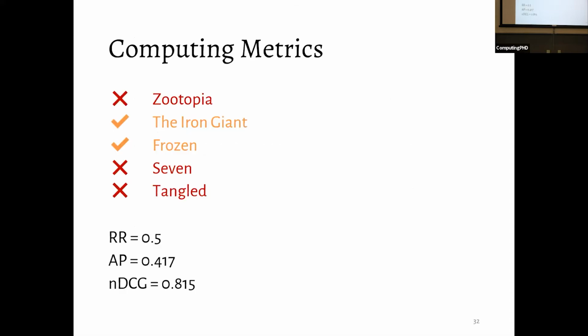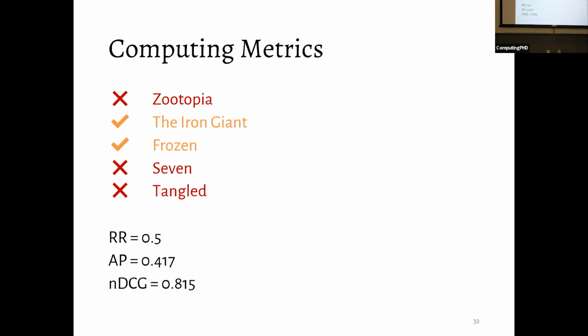But we have these metrics. One of the other things that we've been looking at is that there are a lot of problems in these metrics. So if I've got this recommendation list, 5 movies, I can compute some metrics. One of them is reciprocal rank, where we take the reciprocal of the rank of the first relevant item. The Iron Giant's the first relevant item. Okay, reciprocal rank 0.5. We can measure metrics on this list.